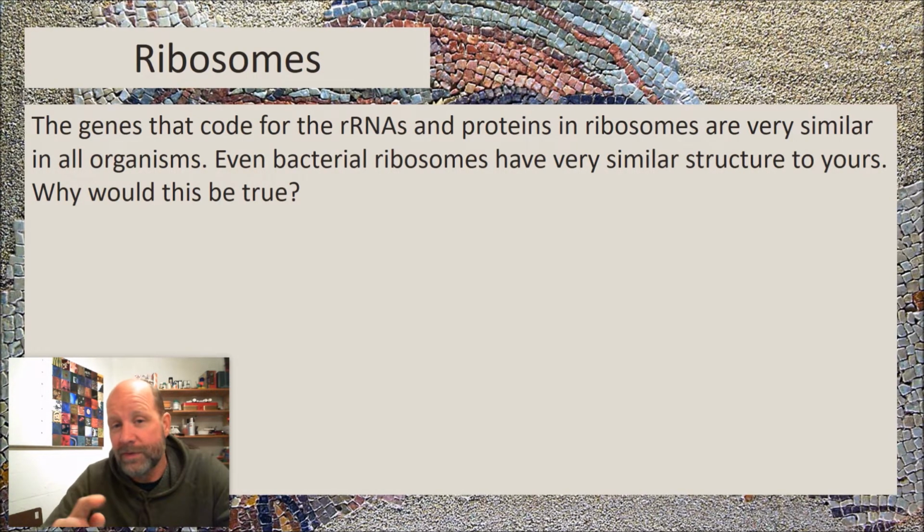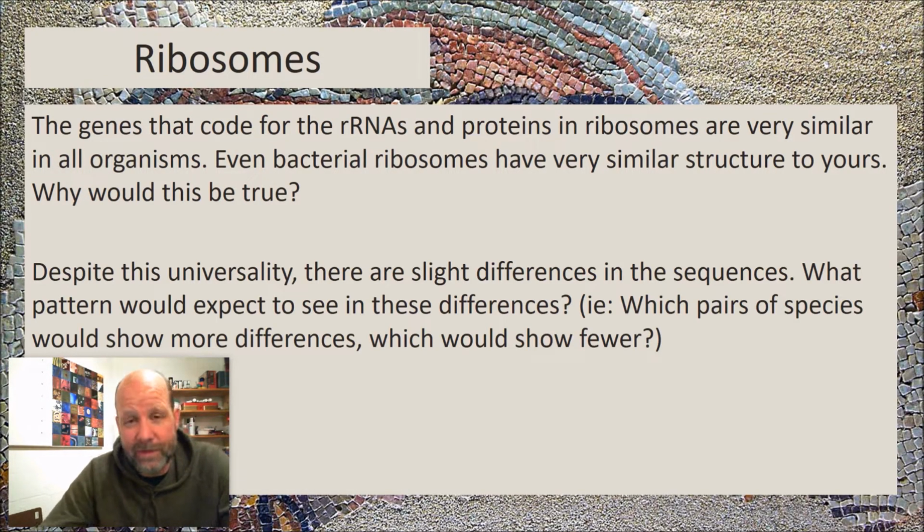What's also interesting is that there are many, many copies of the ribosomal RNA genes in your genome. So in your DNA, there are several places in your genome that have copies of these genes so that if you get a mutation in one of them, you're still making plenty of ribosomal RNA. There are slight differences in the sequences.